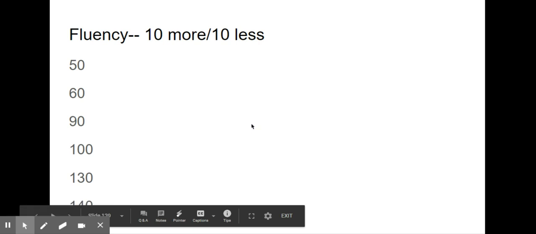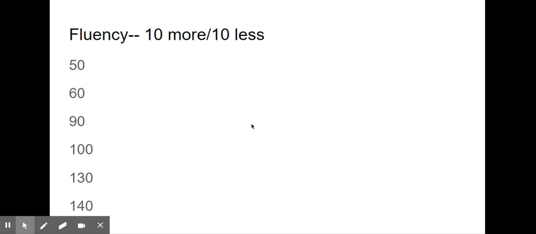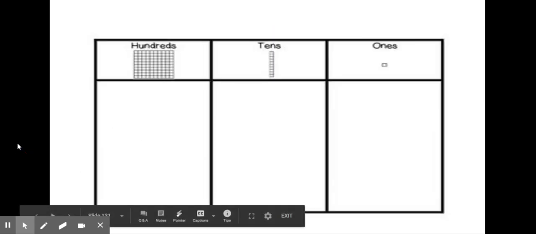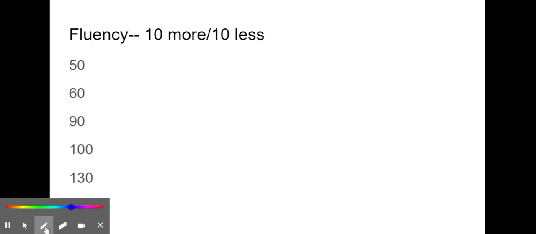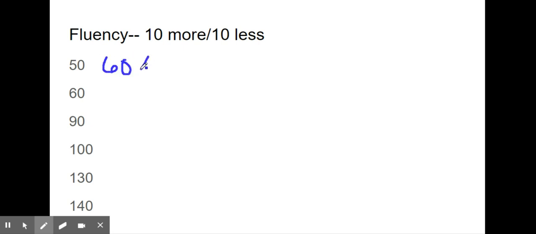Okay, now let's do a little bit of fluency before we jump into our work for today. So we're going to do 10 more or 10 less. It should be really quick. So I'm looking at 50 first. 50 has 5 tens. I'm doing 10 more or 10 less. So 10 more for 50 would be 60. 10 less would be 40.